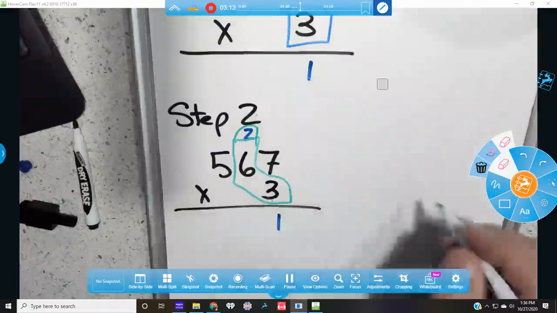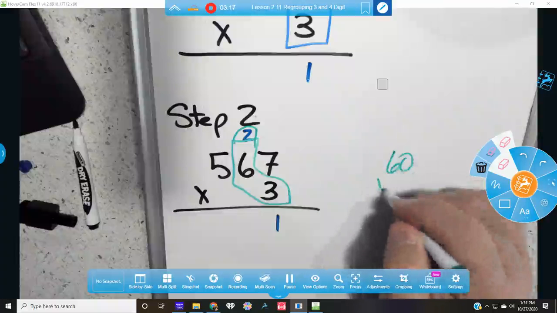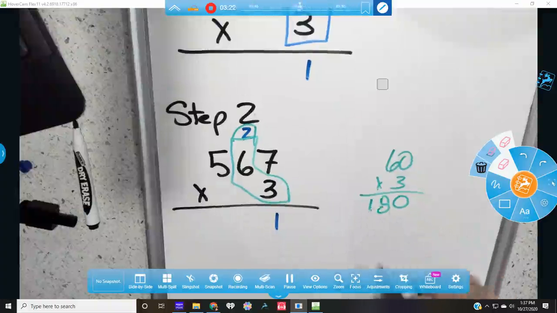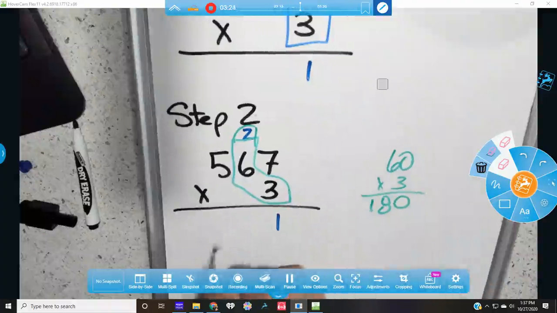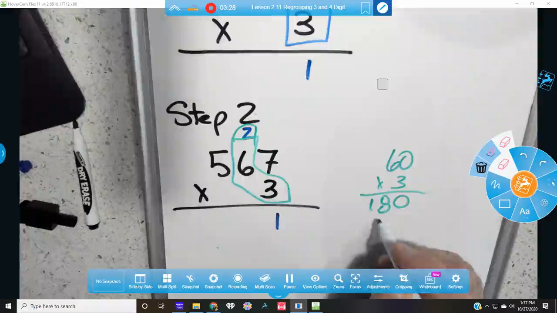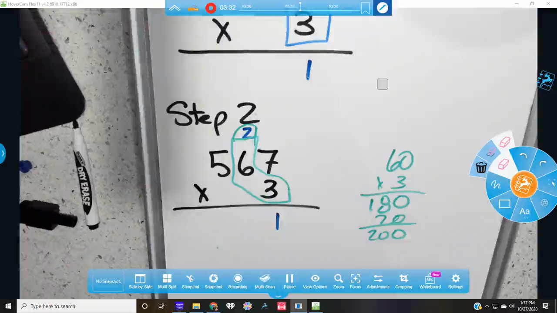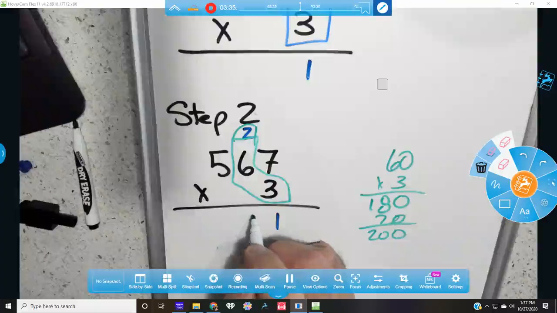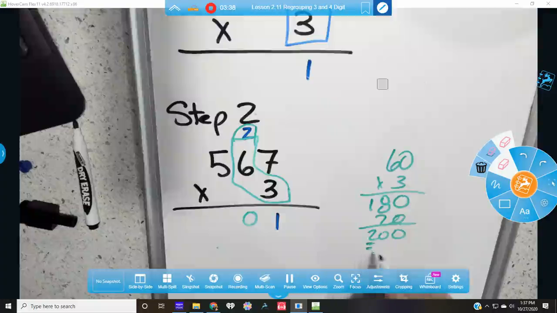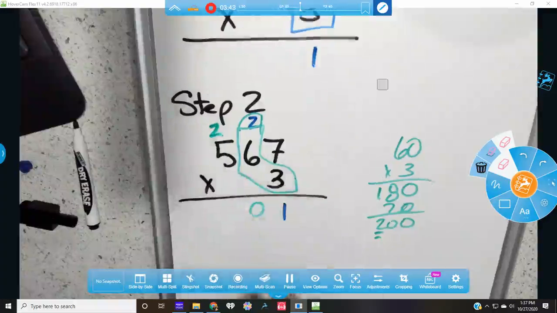So if we do 6 times 3, 60 times 3 would be 180. But we can't write 180 on this line. And we also have to add our 2. So 180 plus 2 more tens would be 200. So I am going to put my 0 right here because I have 200. So I'm going to add my 200s up here.